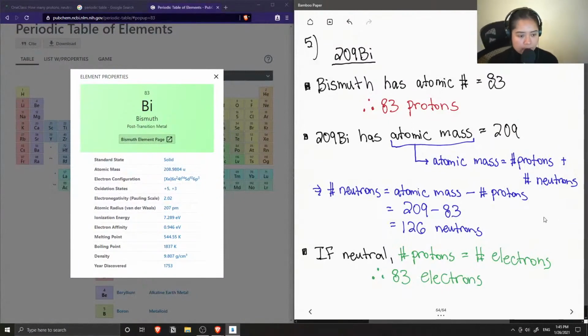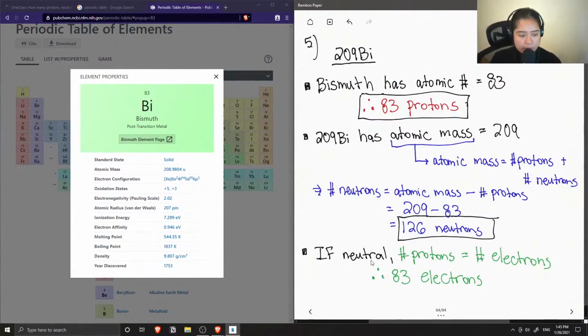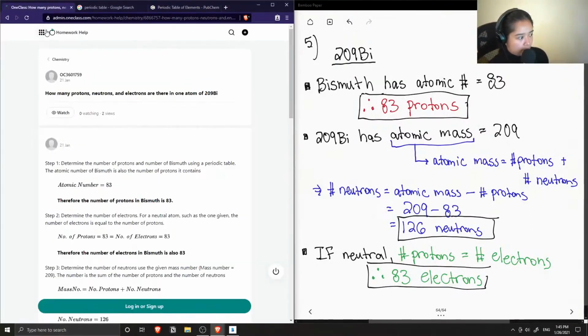Okay, so these are our three values. We have 83 protons, and we know that from the atomic number. And we have 126 neutrons, and we got this value from subtracting the number of protons from atomic mass. And finally, we have the same number of electrons as we do protons, so we also have 83 electrons.